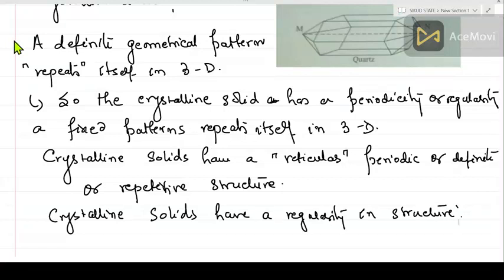Now the details of these aspects we will study in the next lecture, because I intend to keep the lectures short, so that it is not boring to you, or it does not consume much of your time.